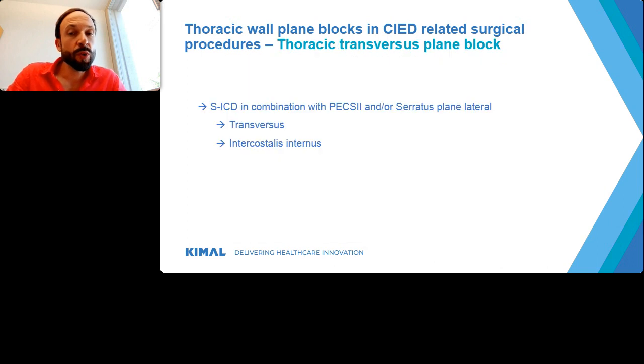Now referring to a special parasternal block we can use in CIED implants in combination with pectoralis 2 and/or serratus plane in lateral position, whenever we're implanting in an intermuscular position in the mid-axillary line for a CIED. And the structures we're dealing with in the thoracic transversus plane block or the parasternal block are the musculus transversus and the musculus intercostalis internus.